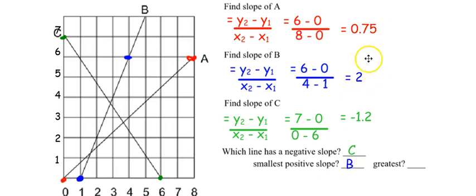Hopefully you got B. Why? Because 2 is bigger than 0.75. Oops, that's over here then. And my smallest then is 0.75. It's my smaller number. And look at here.